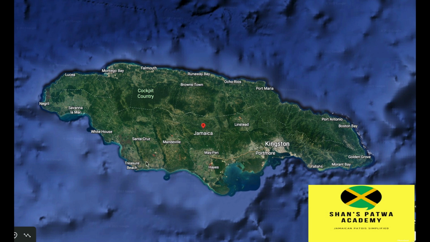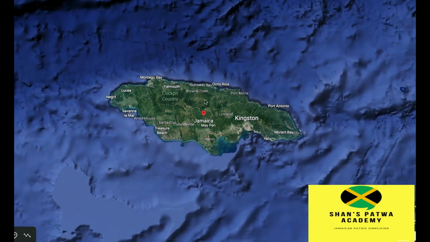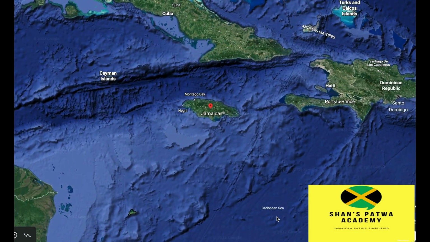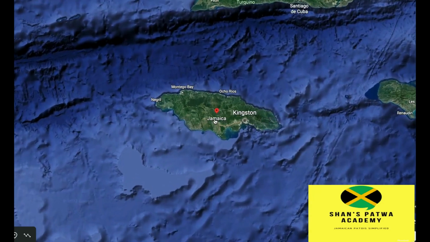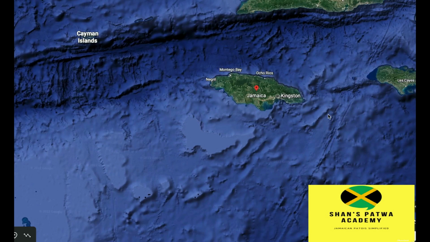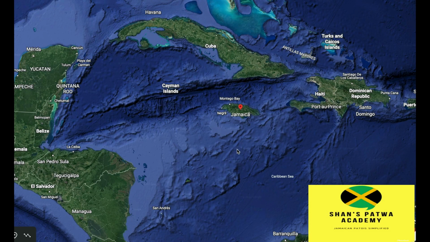Now, so this is Jamaica. This is what it looks like. Now we're going to see where it actually is. So let's zoom out a bit. Now, if you notice, Jamaica is an island and it's completely surrounded by the Caribbean Sea. This is the Caribbean Sea here. So when you come to Jamaica and you go to the beach in Ocho Rios or Montego Bay or Negril or St. Elizabeth or any of these places, you're actually swimming in the Caribbean Sea. Isn't that cool?